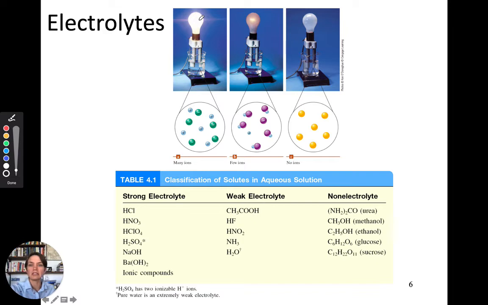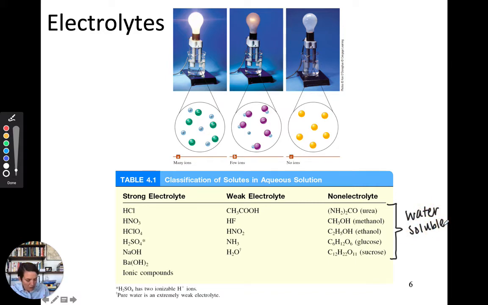Here we have this really bright light bulb when we have many ions from a strong electrolyte. Few ions in solution is going to produce a low glow. And then last we have these non-electrolytes. The non-electrolytes are really important just to recognize that all of these species are water soluble.